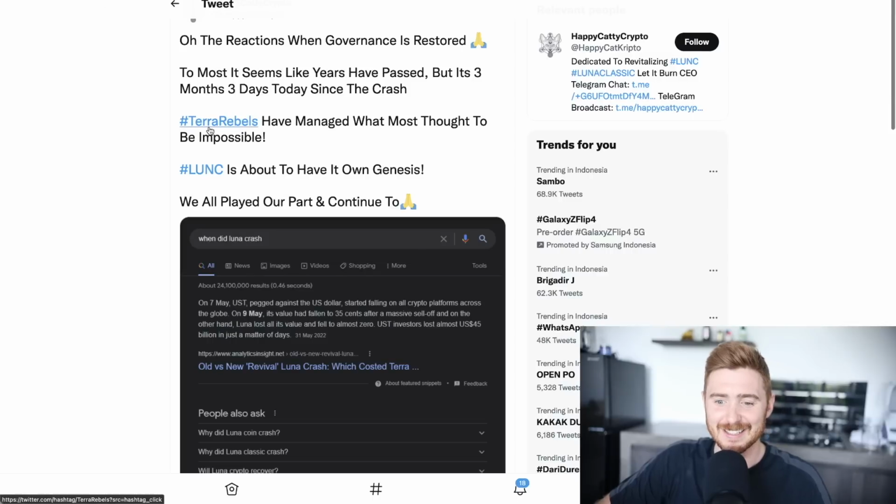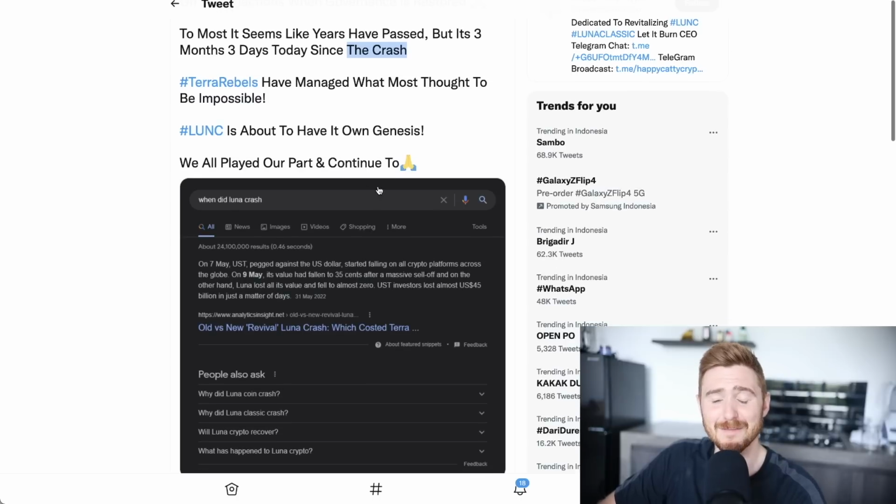And I also really like this tweet here. Oh, the reactions when the governance is restored. To most, it seems like years have passed, but it's 3 months, 3 days today since the crash. It's only been 3 months since the crash. It does seem like so long ago.